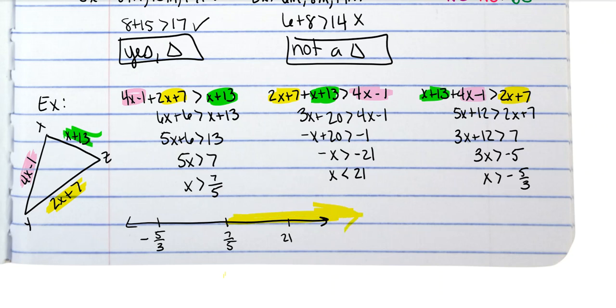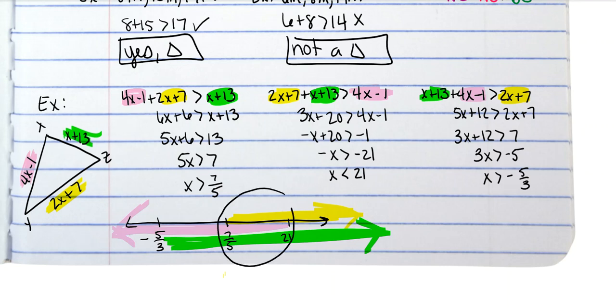Okay. And then x has to be less than 21. So this one has to go this way. And the last one, x has to be greater than negative 5/3. So that would be this way. So the only one where all three of them overlap is right here. So that's our answer. 7/5 is less than x, and then 21. So this kind of just gets the boundaries because this middle portion is always going to be the same. That's not going to be any different.